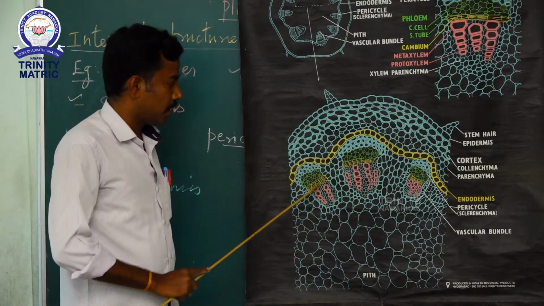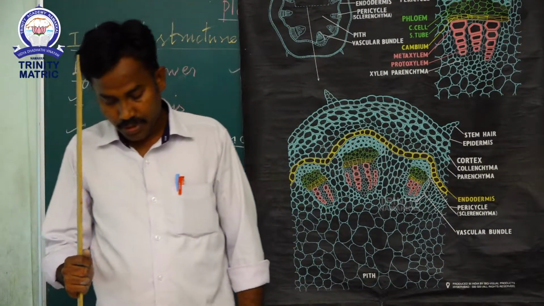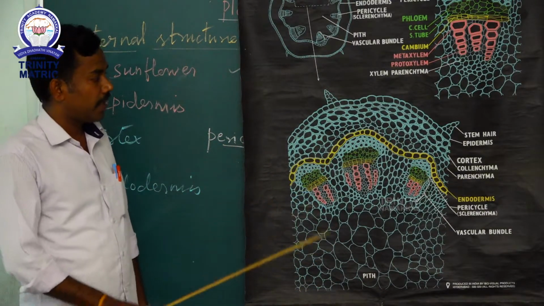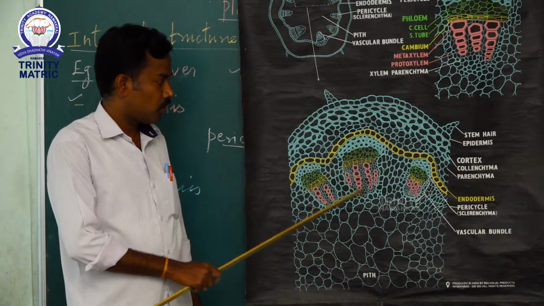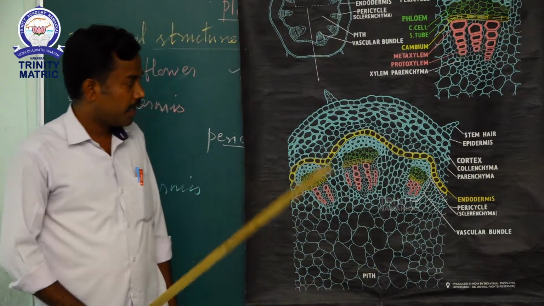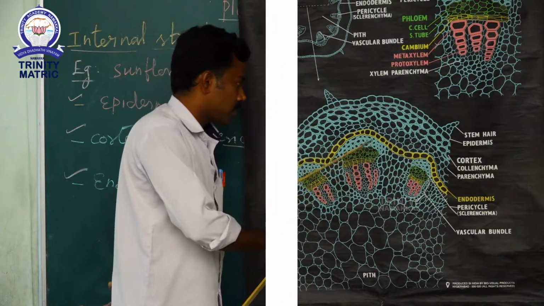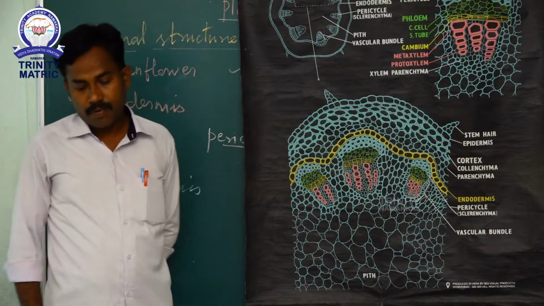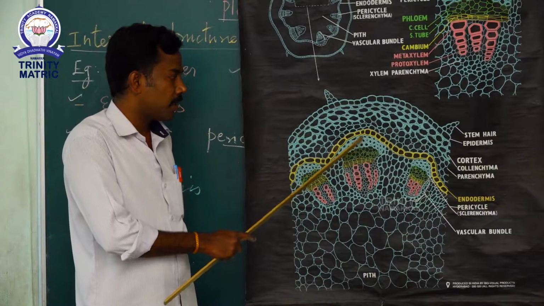Then the vascular bundle possesses the conjoined, collateral, endarch and open type. Conjoined means both xylem and phloem are seen in the same bundle. The next one, collateral. Collateral means, see the picture, this one is phloem and this one is xylem. So when the phloem is seen at the outermost layer of the bundle, it is called collateral.